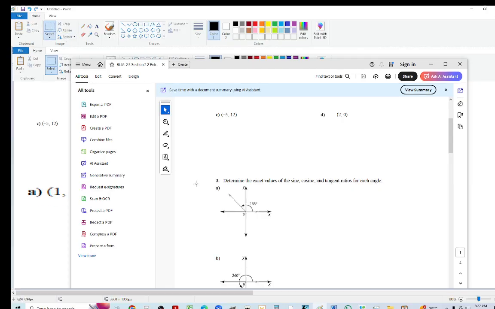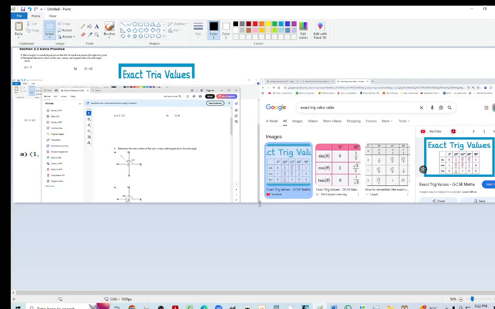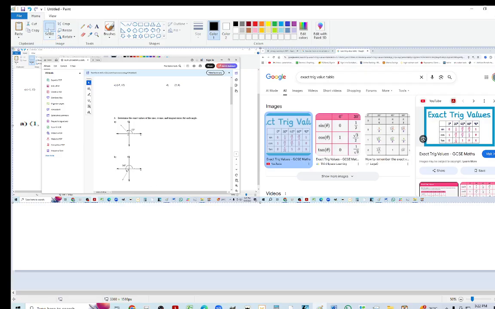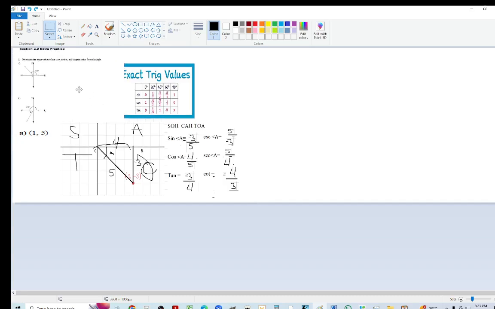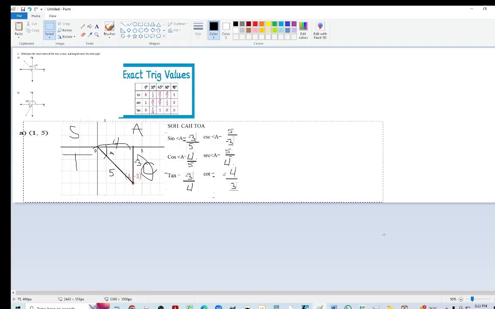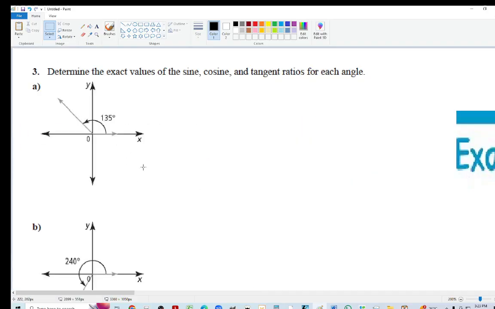We didn't need it for the last one, so that was my mistake. We'll need our exact value table. I'll take these, do that, and we'll keep our exact values. We'll get rid of this, and we'll just zoom in a bit.